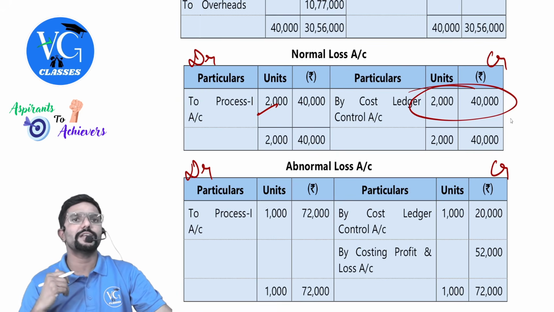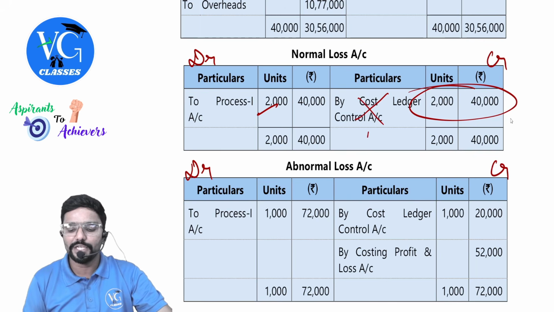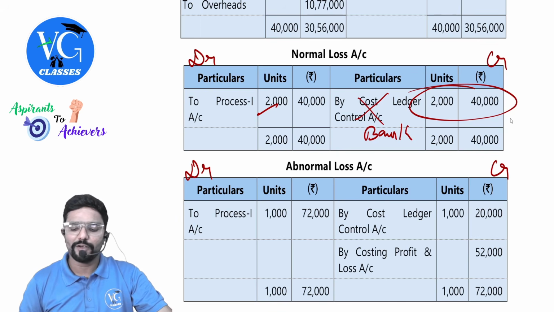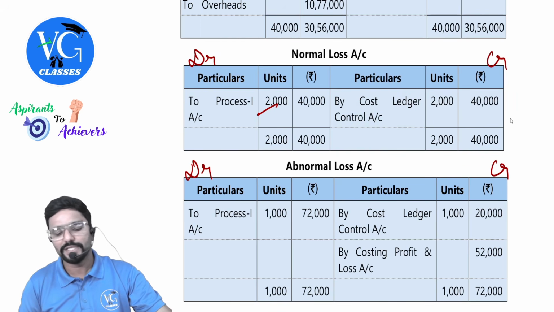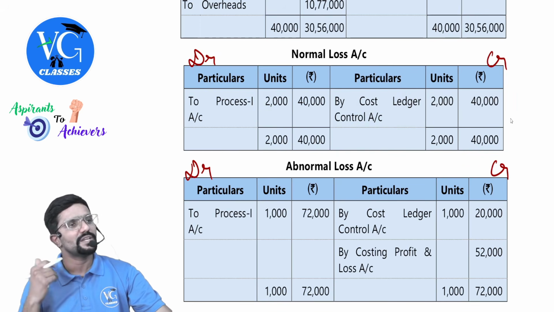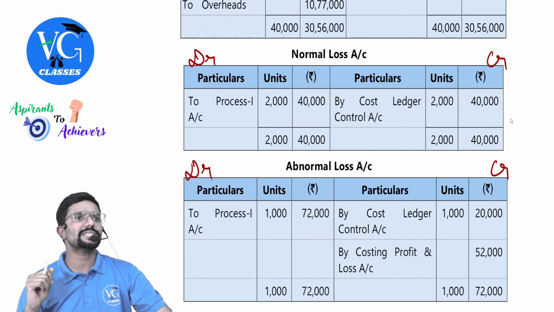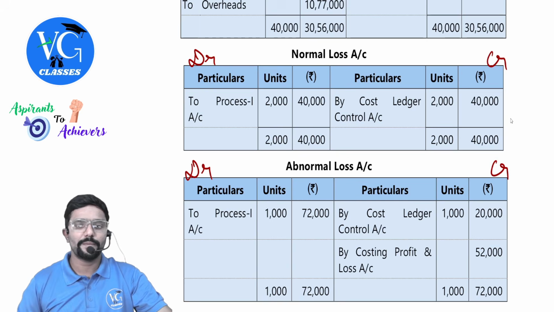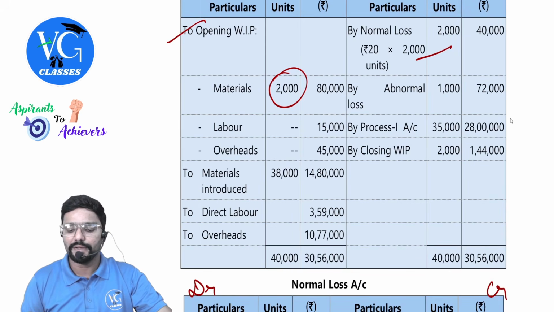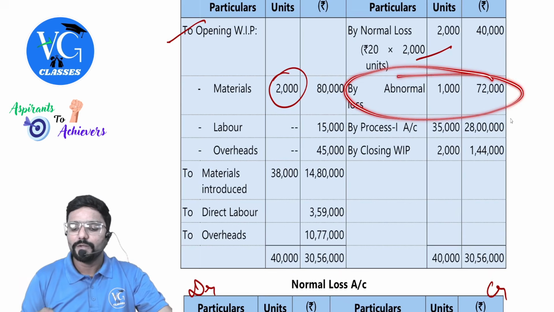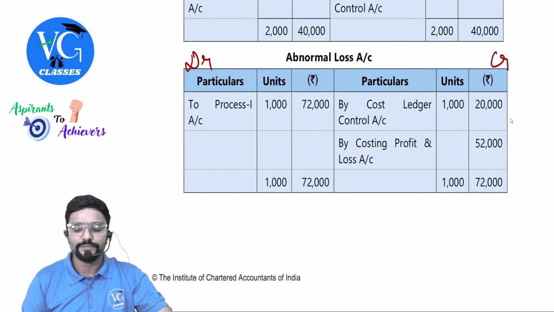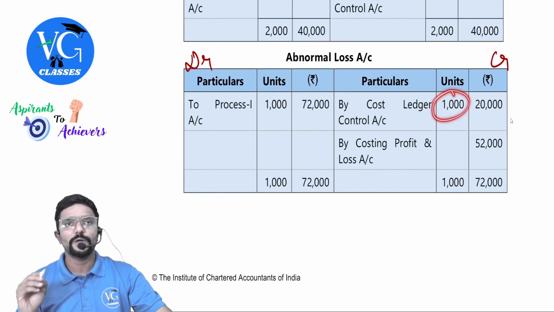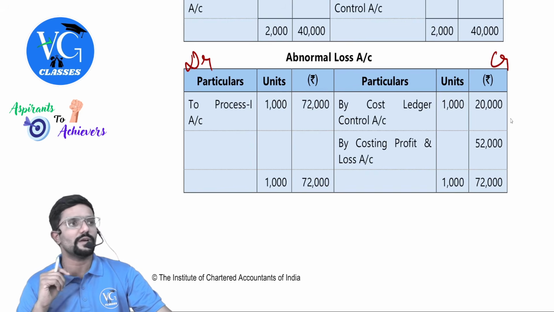Sir, what if I assume that they are following integrated? Then instead of cost ledger, you can write by bank. Sir, which is better? Better follow with non-integrated because most of the suggested answers, even in ICAI, will suggest non-integrated only. That is by cost ledger. But even if you write by bank, also nothing wrong. Okay. Then coming to abnormal loss account, whatever is transferred here, receive it. 1000 units at 72,000. Even for this, do we receive scrap value? Yes, same to same. 1000 into 20 rupees, which comes to 20,000 rupees.